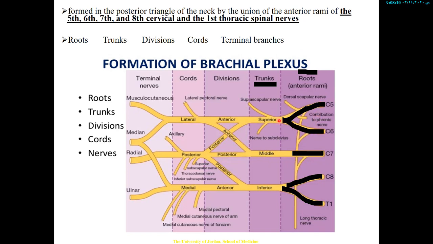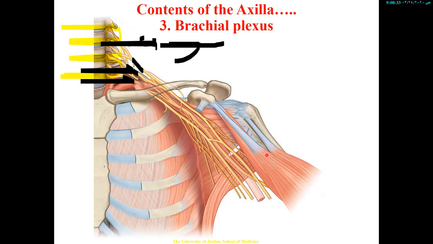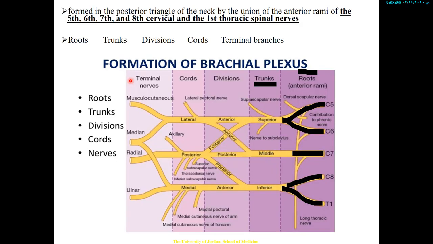That is C5 with C6. They form the upper trunk. C7, middle trunk. C8 and T1, inferior trunk. Now, you may ask according to what we call them superior or upper, inferior or lower, and middle trunks. According to their presence in your body in the anatomical position. So if we go back here, as you can see, the upper trunk or the superior trunk is superior in the anatomical position, and the middle is middle, and the inferior is inferior. So as simple as you can see.